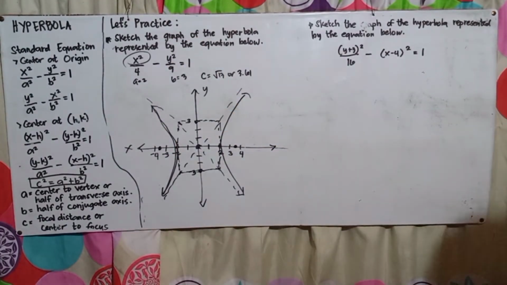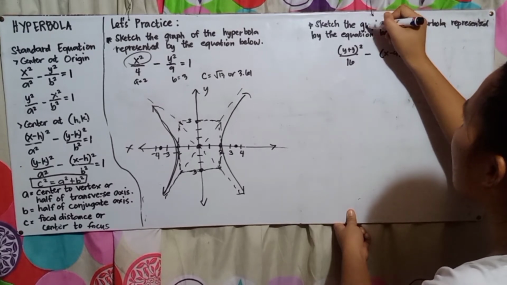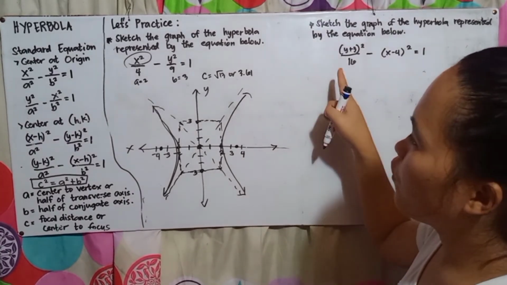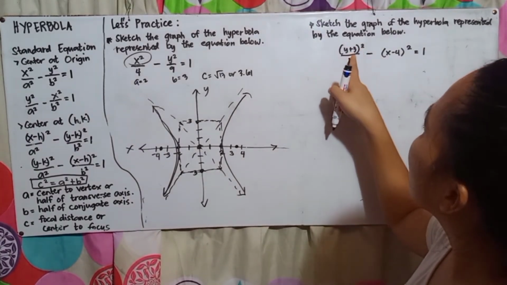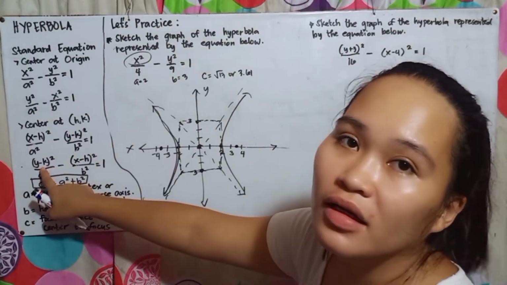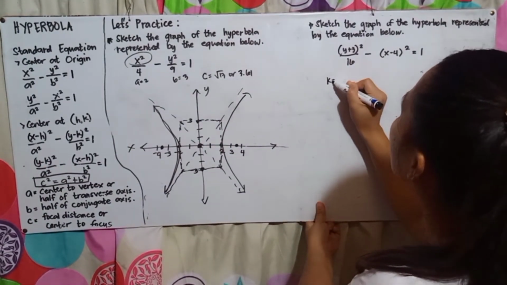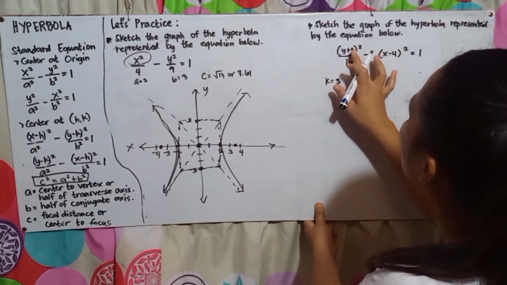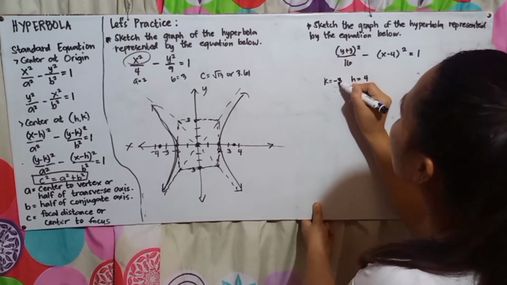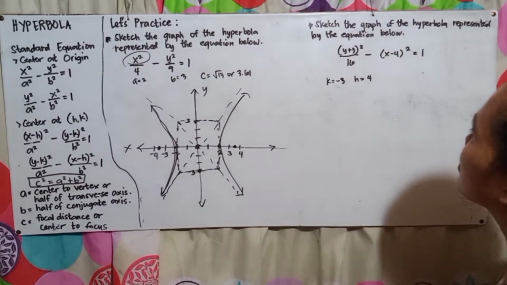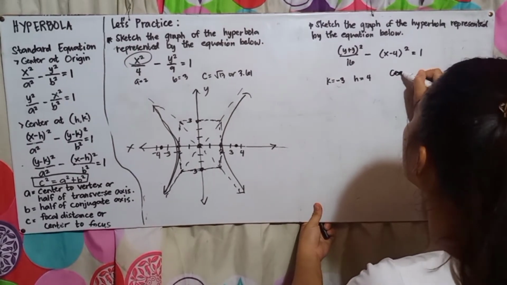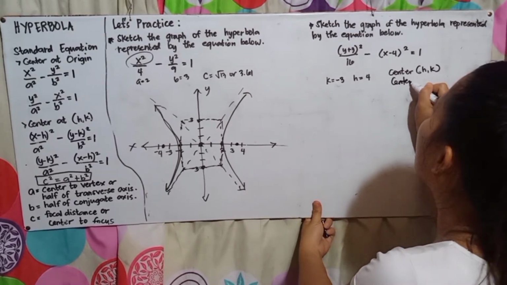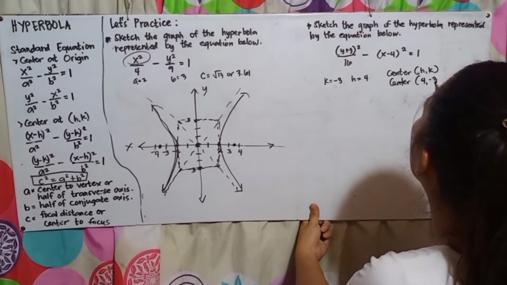So, next, sketch the graph of the hyperbola represented by the equation below. So, y minus k ang given equation, so our k is 3. Our H is, K is negative 3. So, additive inverse lang sa given H is 4. So, therefore, our center is in the form of HK. So, therefore, our center is 4, negative 3.